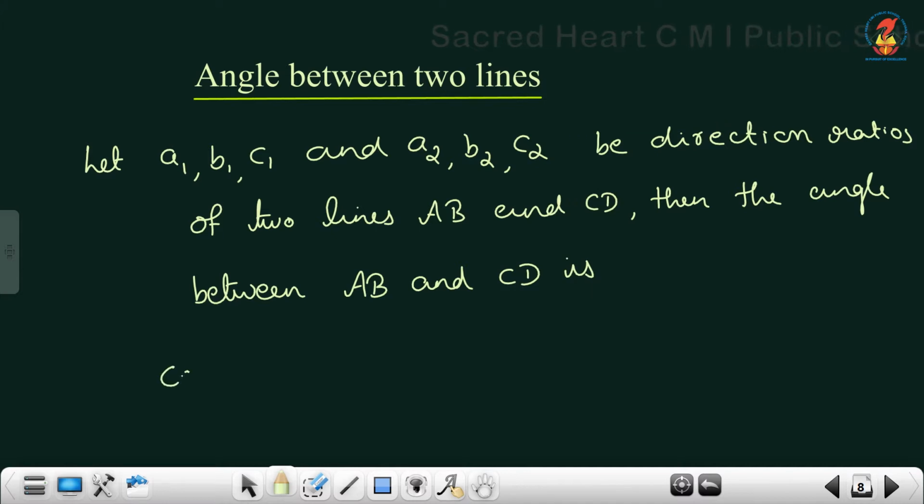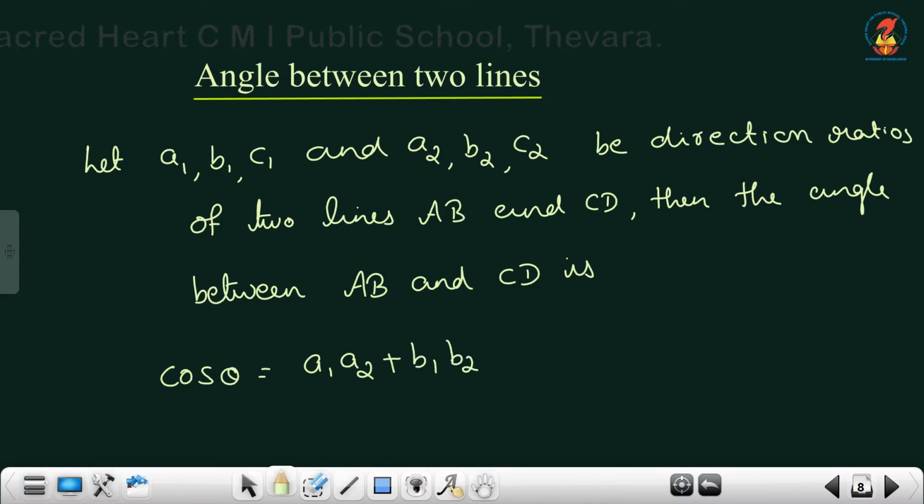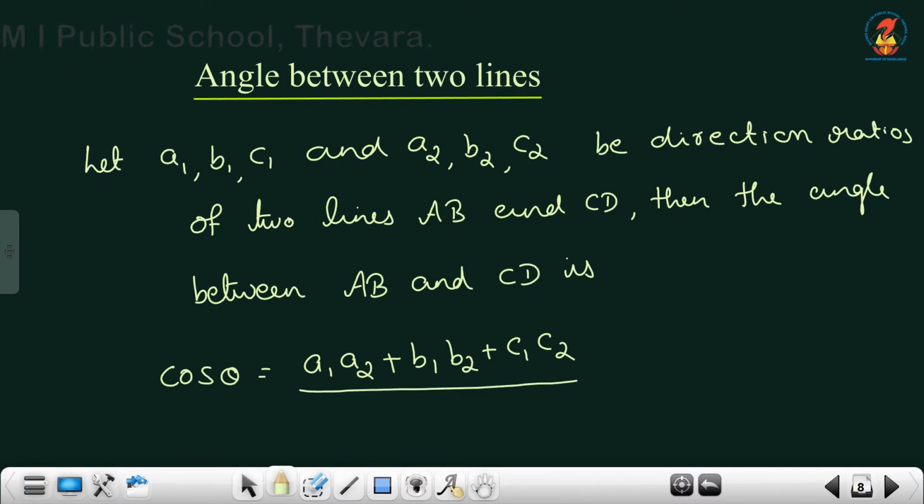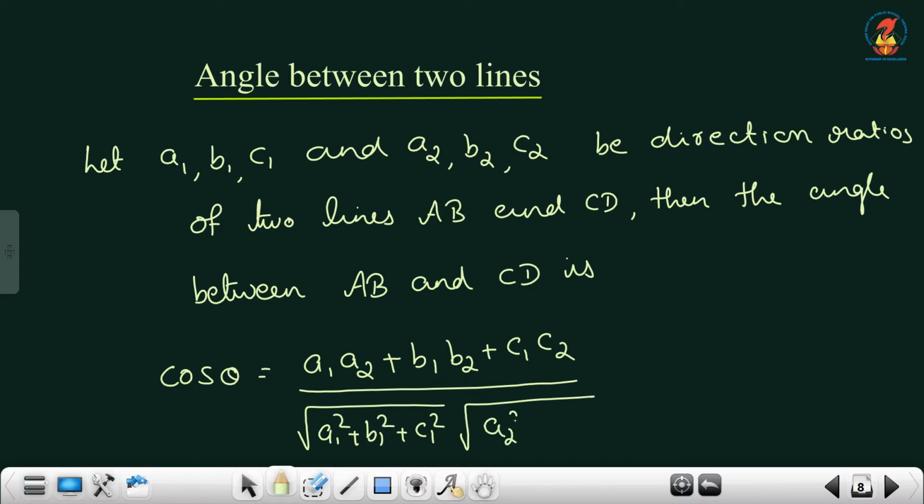cos theta is equal to, you have to just multiply A1 A2 plus B1 B2 plus C1 C2 by root of A1 square plus B1 square plus C1 square into root of A2 square plus B2 square plus C2 square. And we have to take the modulus symbol. Acute angle only we are considering.